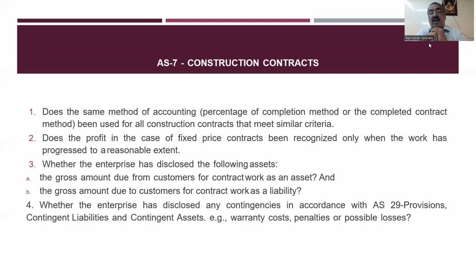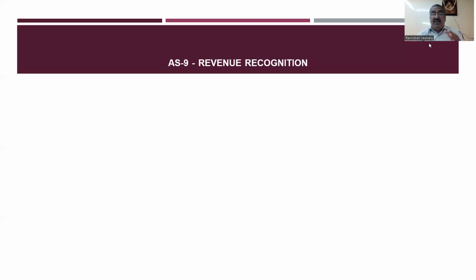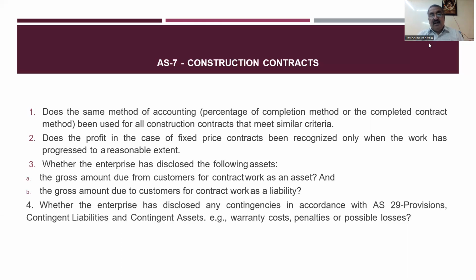And what is the possible loss? Possible loss means maybe due to some change in government policy, or maybe due to some increase in raw material costs. All this has to be given provision in contingent liabilities and contingent assets. So as a practicing unit, you have to follow all this in AS 7. And once again, I want to tell you, you can even go beyond this. It's only a suggestion. You can even go beyond the points mentioned in AS 7.